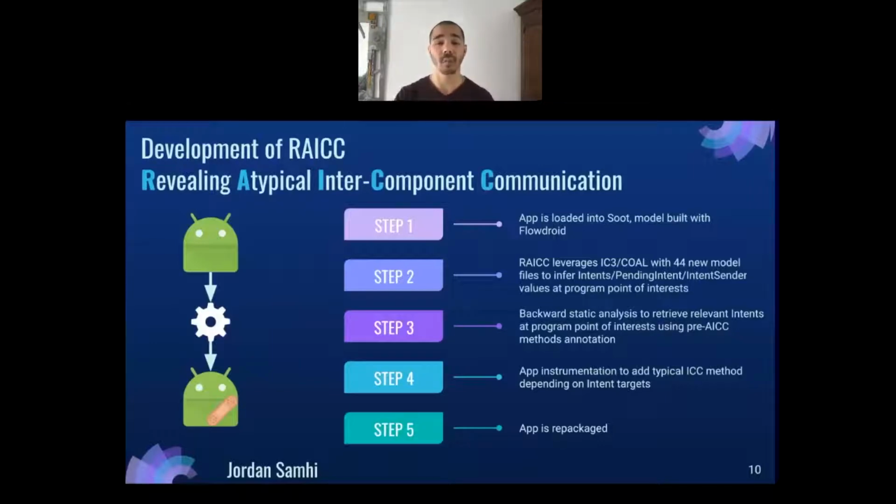So step three, we perform a backward static analysis to retrieve the possible intents that can be used for this intercomponent communication. And then step four, we instrument the application by adding new statements that correspond to possible typical ICC methods, for example startActivity or startService, depending on the type of the target. And then we repack the application to have a new APK that can be used by existing static analyzers.